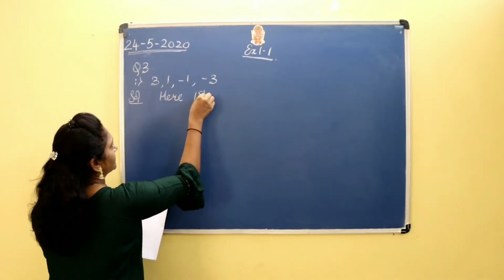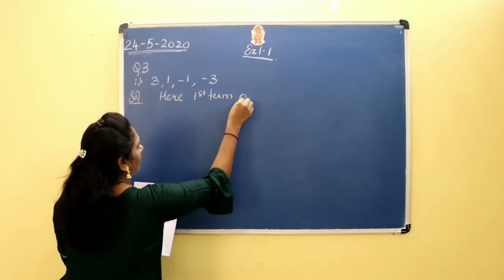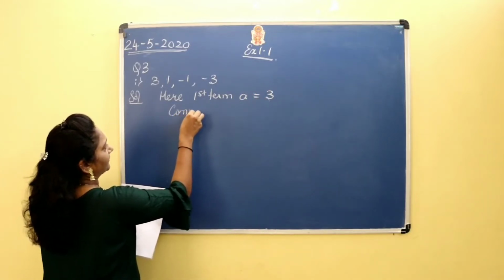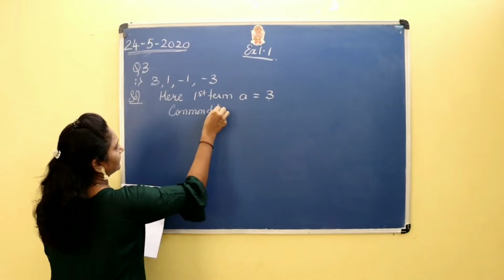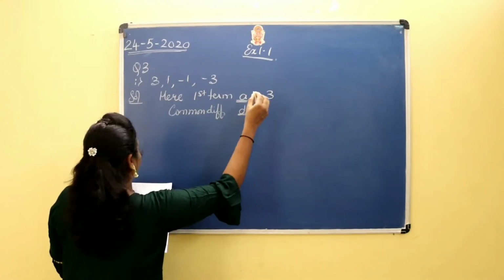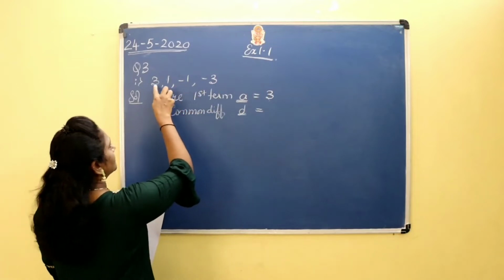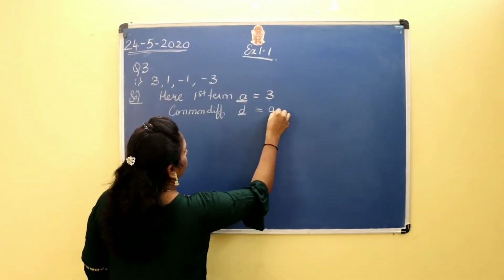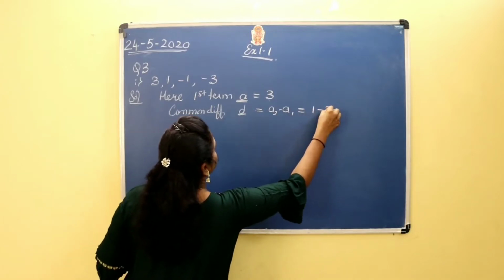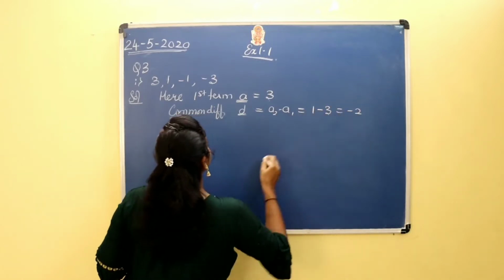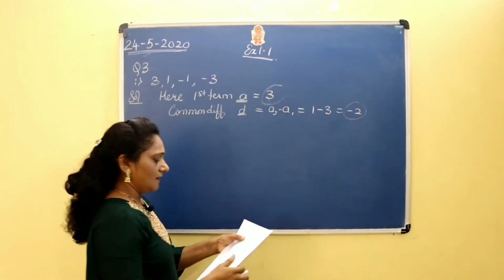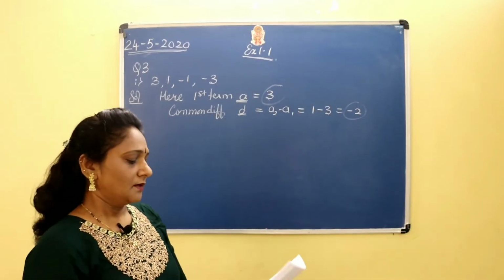Here first term a equal to 3 and common difference d equal to a2 minus a1. So you will have 1 minus 3 equal to minus 2. Therefore your a is 3 and d is minus 2.